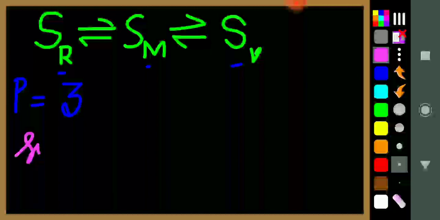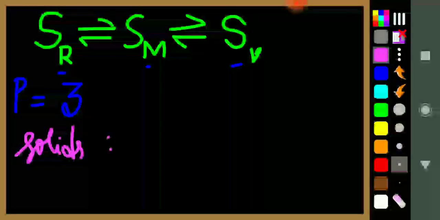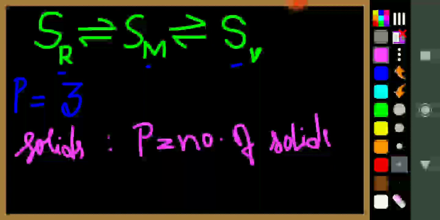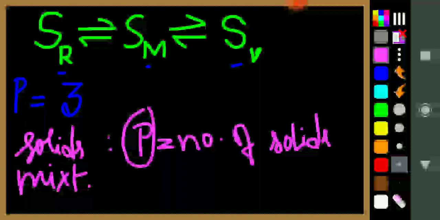If solids are there, P will be equal to number of solids present in the mixture. If it is a solid mixture, the number of solids will be the number of phases. Same number will be the phases.